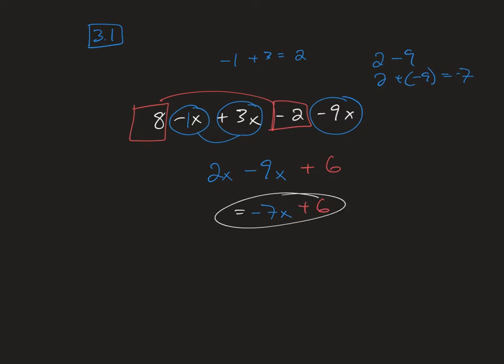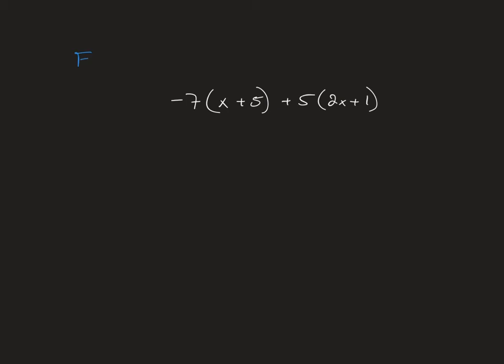All right, so here's a second example that uses distribution. Still 3.1. So I see I have two things to distribute here. I've got the negative 7 that has to be distributed into these two terms, those are separated by a plus. And I have a 5 that has to be distributed into these two terms.